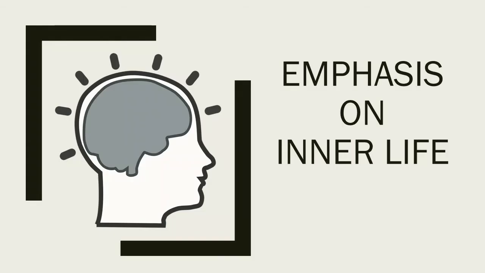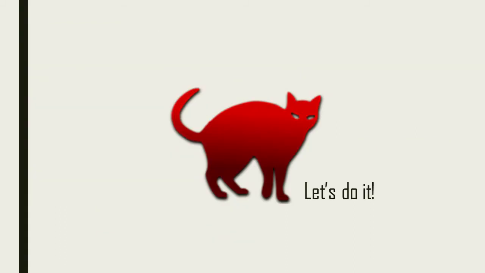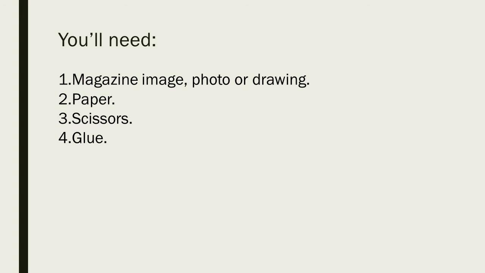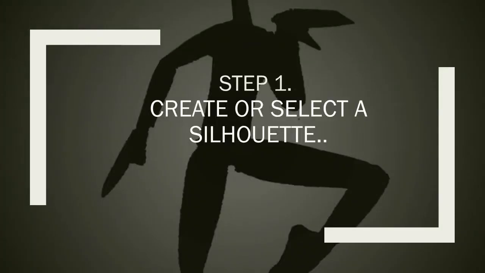What I notice about silhouette design is its emphasis on inner life. In other words, it's going to present something that shows something about who you are as a person. So let's get started. Get your materials together: a silhouette of an image, your paper, your scissors, and your glue. So step number 1, get the silhouette. It's important that the focus remain on the silhouette, so let's do that first.